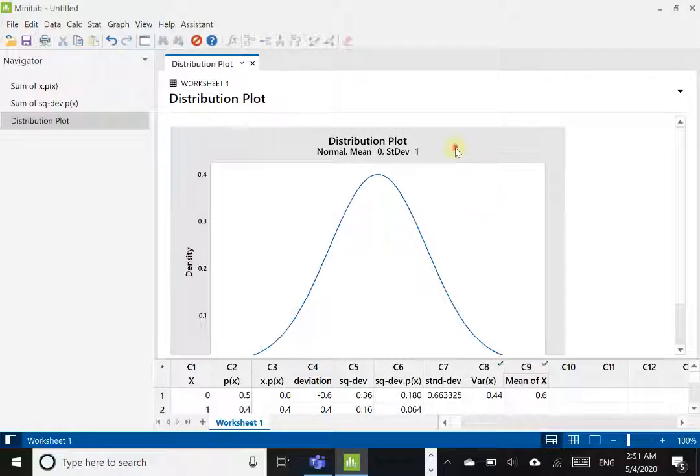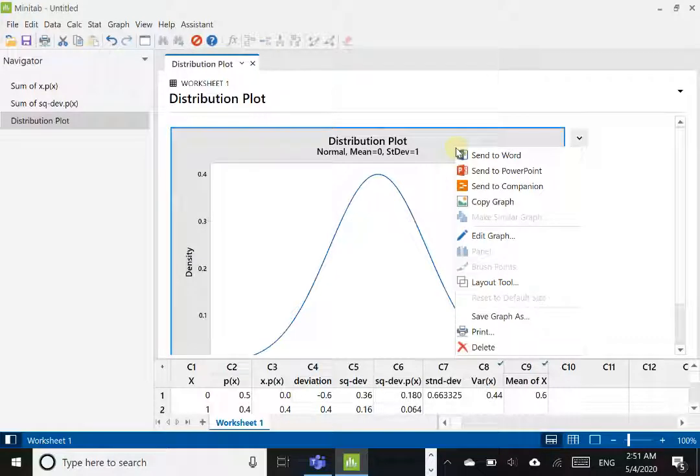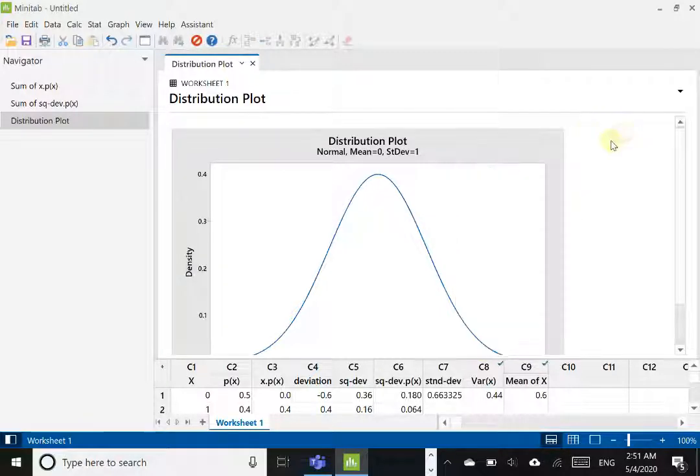But if you just left click on it once, select it, and right click, you can send this to Word, or you can copy the graph. And if you like, you can save it to a file. You can delete it if you don't like it. So anyway, this is how you graph them.